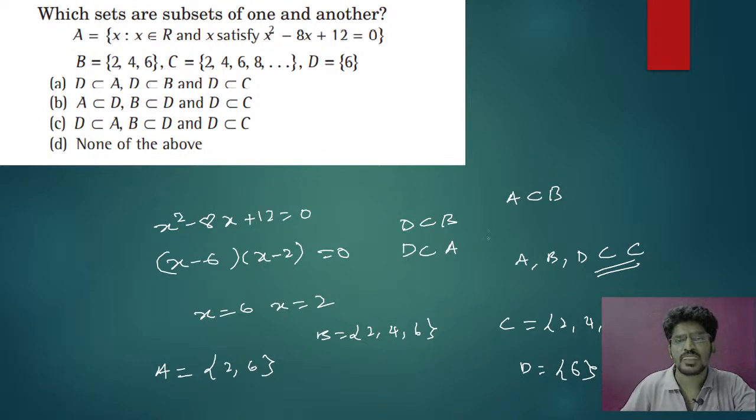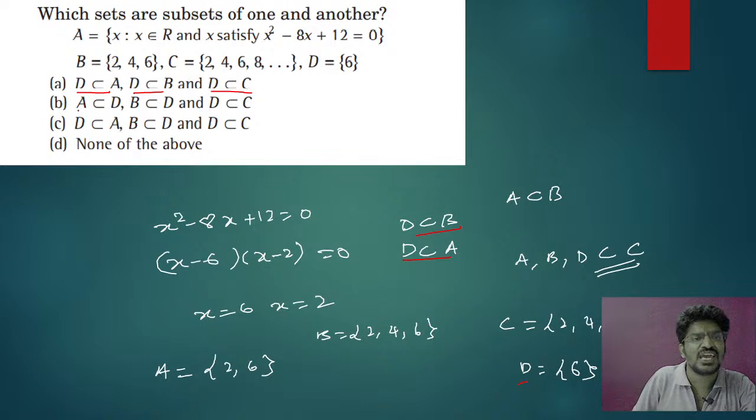So we got D is a subset of B. D is a subset of A. Next we got again D is a subset of C. No problem. Correct. See here, they have given A is a subset of D. That is wrong. A cannot be a subset of D. This is wrong.